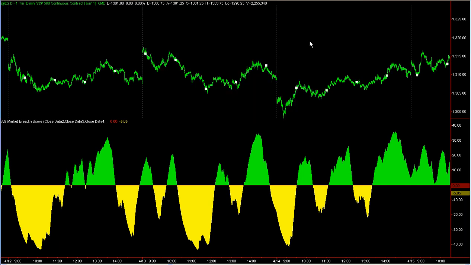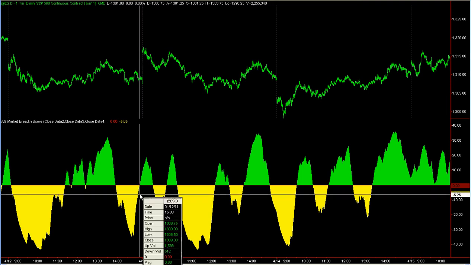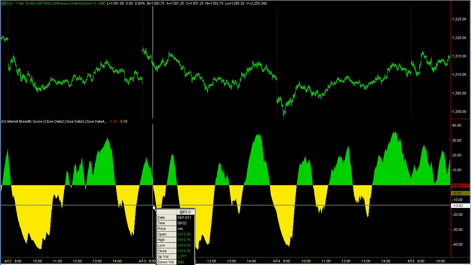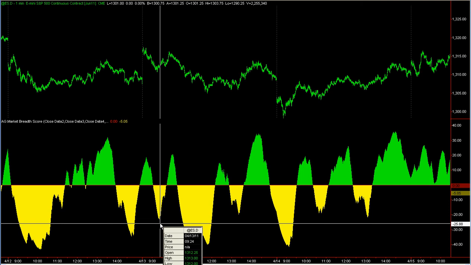Now, here's one way that you can use this tool. This histogram, the green portion is above the zero line, and of course the yellow portion is below the zero line. So a simple way would be only go long once you are above the zero line and the slope of the histogram is positive. Go short below the zero line if the slope is negative.